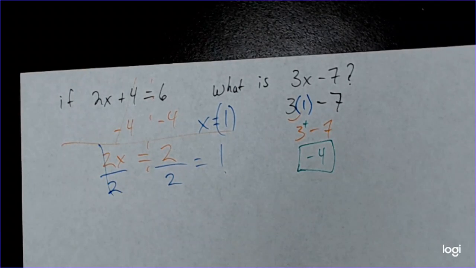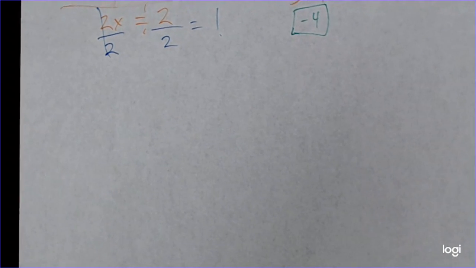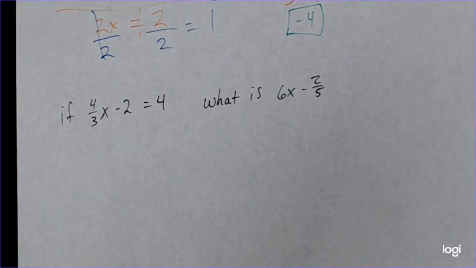All right, so they've got some examples with fractions. None of the rules change, but I know fractions can be difficult for some of you, so we'll go ahead and do one of those examples, and hopefully that'll help you have some confidence on your homework. All right, so we have: if 4/3 x minus 2 equals 4, what is 6x minus 2/5?